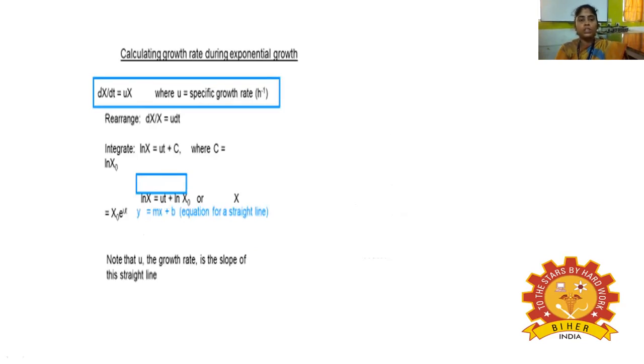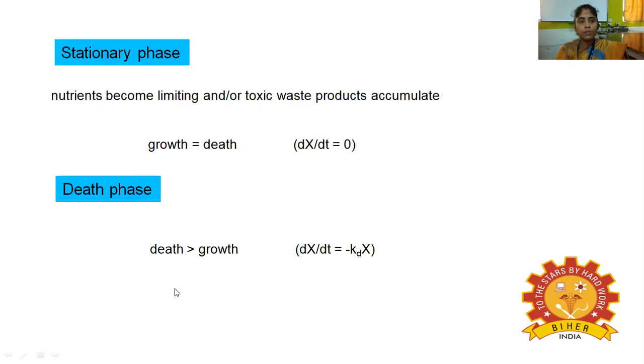So how can we measure the growth rate during the exponential phase? In the exponential phase, product formation occurs, which means that the nutrients are all taken up by the microorganisms for product formation. So dx by dt is equal to mu into x. This can be written in the linear form of an equation, y is equal to mx plus c, which gives a straight line with slope as the mu value and intercept as x naught, right?